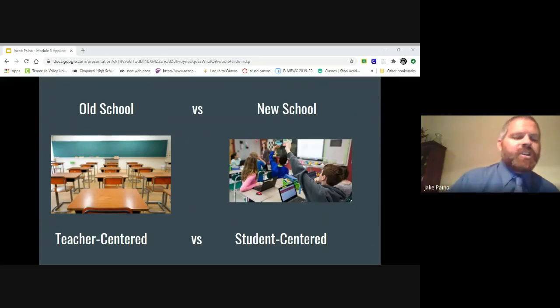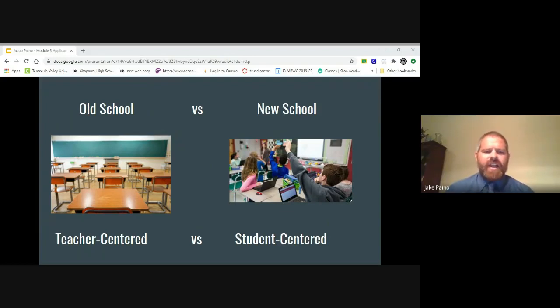Today, we need to address a couple issues going on in our school. Currently, we have two types of classrooms in our math department: an old school type and a new school type. We have classrooms where the teacher stands in the middle, the desks are in rows, and they lecture, do examples, and then students do independent work.